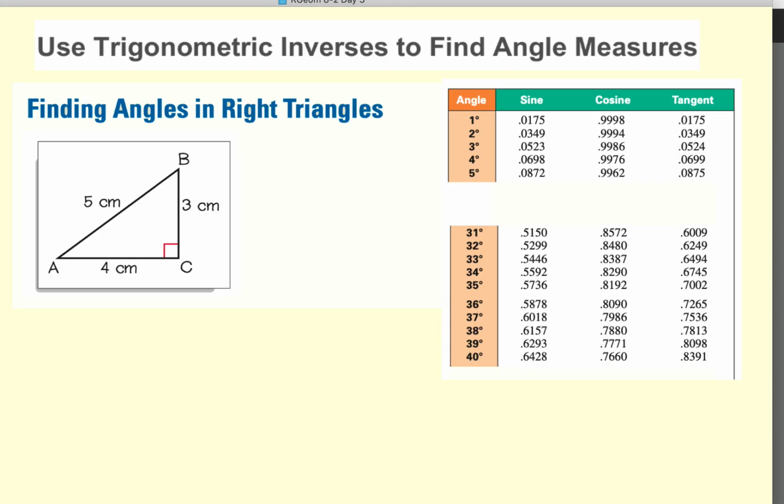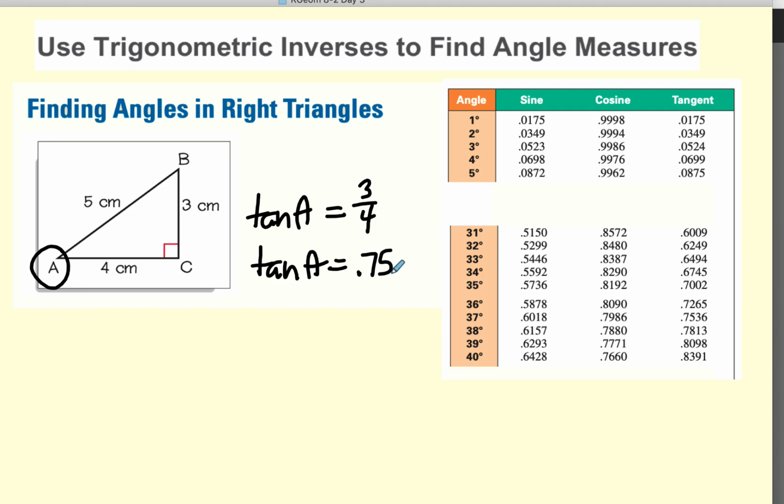All right, let's take a look at how trig ratios can help us find angles. Let's take a look at this situation. I'm going to look at angle A. You can see I don't know the number of degrees, and I'm going to use the tangent ratio. So I'm going to write tangent of A, since I don't know the angle. Tangent of A is opposite over adjacent, so that's 3/4. And now I'm going to make that a decimal, so I'll write 0.75.